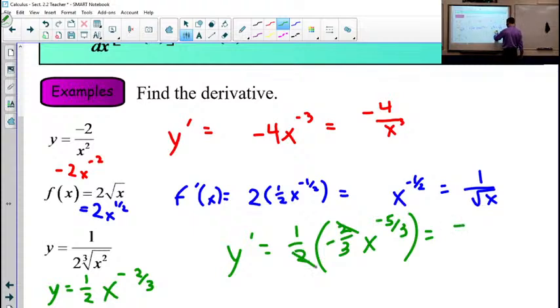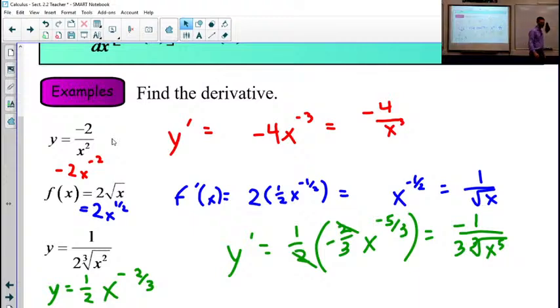Twos cancel here, so I can have a negative 1. And then I can put this back on the bottom if I want. I'll talk more about simplifying when we get more complicated things to simplify. Okay. Questions on that?